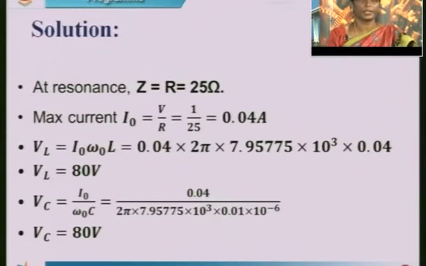Now, why do we require this impedance? Because we need to calculate voltage across the inductor and capacitor, which is in terms of current. Since it is at resonance, we take I equal to I naught, and I naught is nothing but V by R. In general, I equal to V by Z. Since it is at resonance, we take I equal to I naught and Z equal to R. V is already given as 1 volt. So 1 by 25, the current is 0.04 amps. It is the current at resonance, I naught.